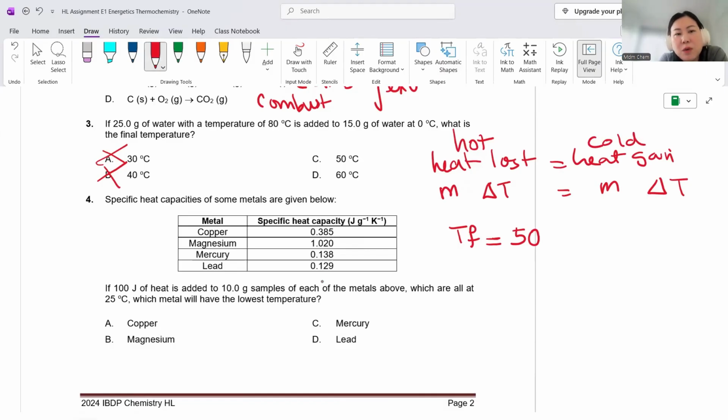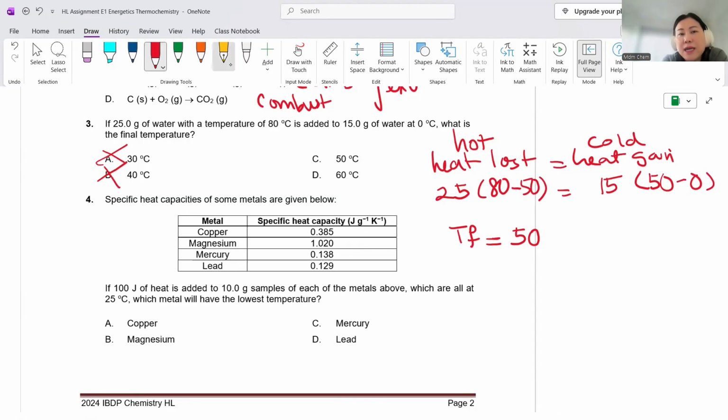So heat loss by the hot water: M of hot water is 25. Delta T is not T, it's different. So it's 80 minus 50. I'm doing guess and check, so I check with 50 first. Then the other side, cold water is 15 grams, and delta T, I do guess and check, so it's 50 minus 0, so 50. So you press your calculator.